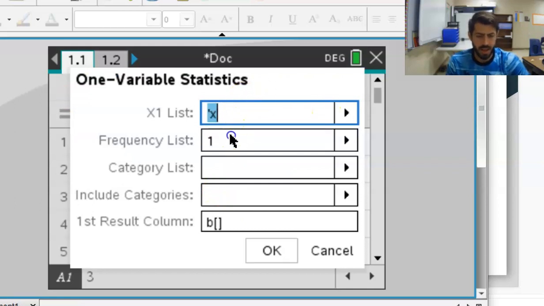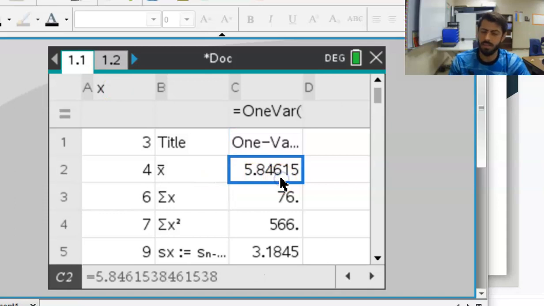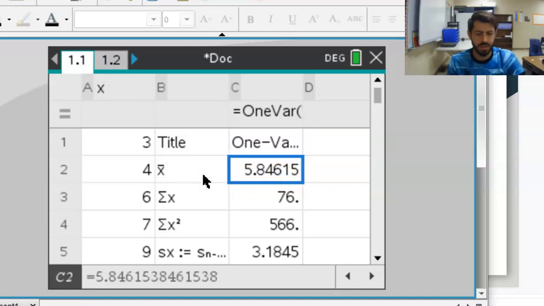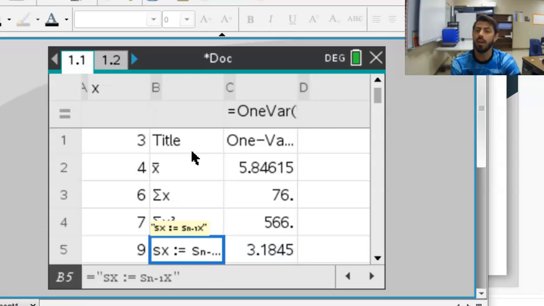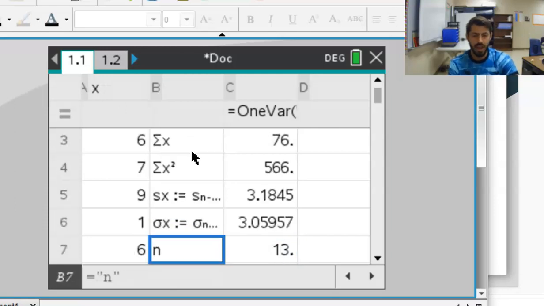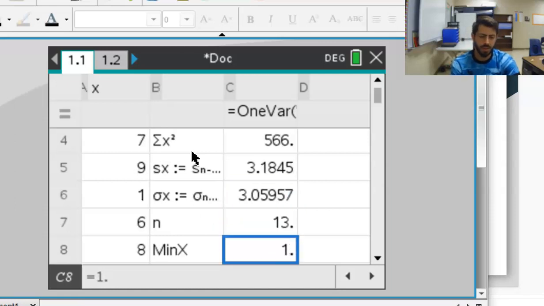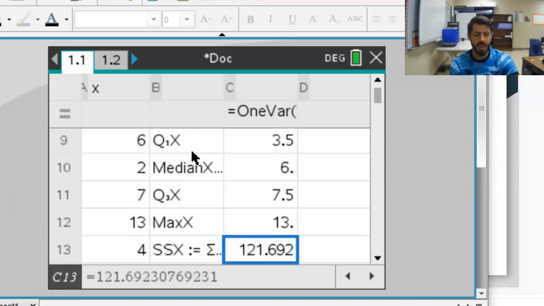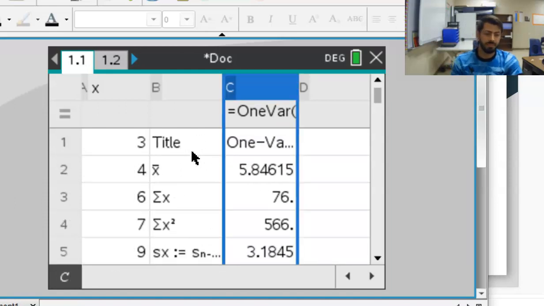I make sure I have the correct list selected, and I see that here's my mean. My x bar is 5.8415, just like we calculated. And there is my standard deviation, 845. I have 13 values in my list. There's some other stuff here too that we'll get to later. Here's my minimum, Q1, median, Q3, and max. And yeah, there's all the information we had, right?